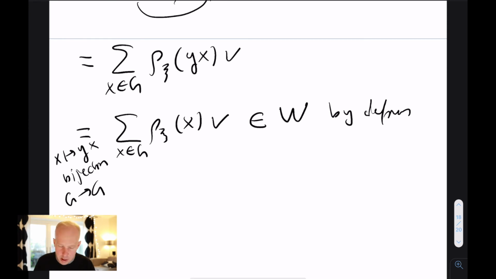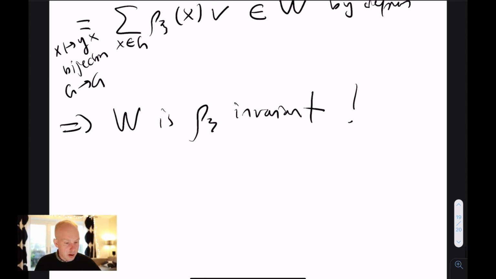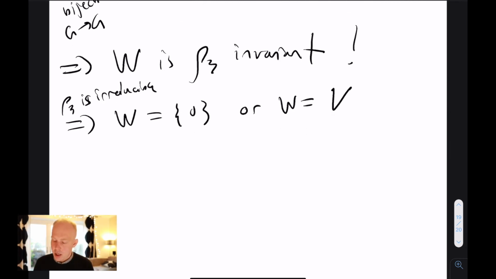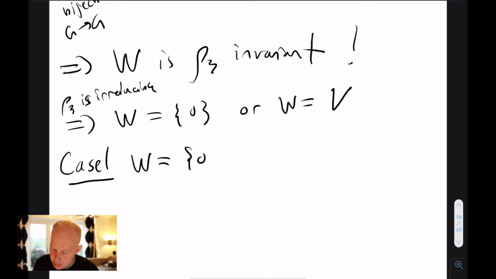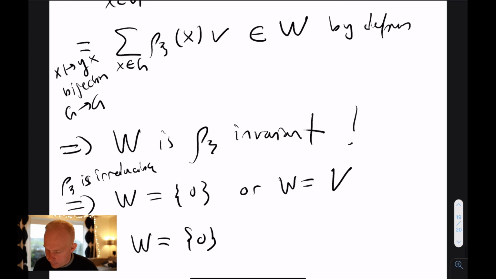So this implies in particular that W is rho xi invariant, which implies, because rho xi is irreducible, that W is equal to zero, or W is equal to everything. Okay, so there are now basically two cases that we need to consider in the proof. The first case, case one, is when W is equal to zero, and the other case is when W is equal to the whole space V xi.